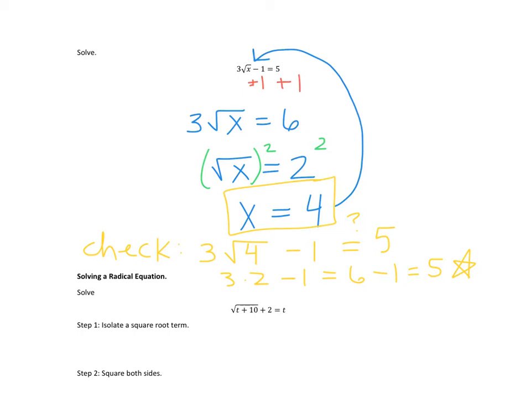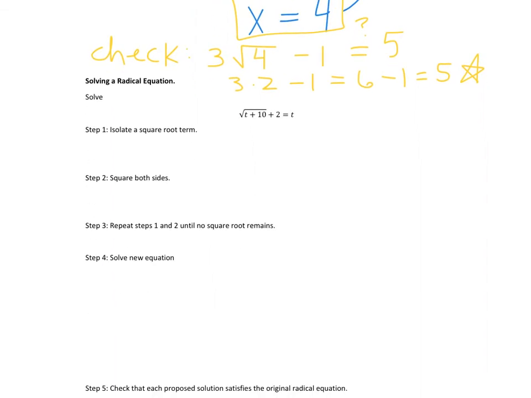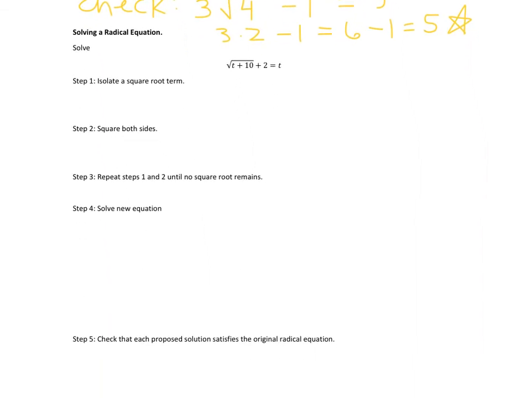Let's look at a more complicated radical equation, and let's do it step by step. Here's our equation we're going to solve. Remember, our final answer will look like t equals something. Our very first step is to isolate the square root term. In this case, we're going to subtract a 2 from both sides. So we have the square root of t plus 10 equals t minus 2. Now that radical sign is isolated.